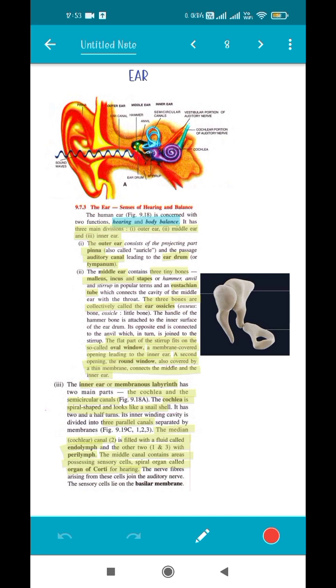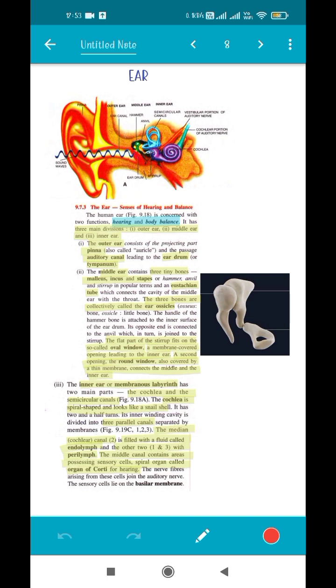So let's see, the ear is divided into three main parts. First is the outer ear, which we can see, the outermost pinna, through which the sound is entering into our ear. Next is the middle ear, and then the inner ear. So let's see about them in detail.